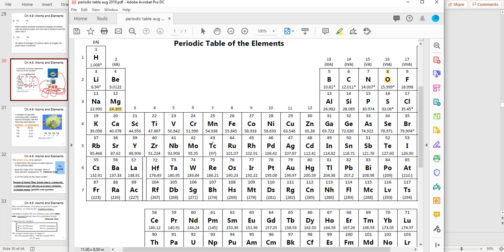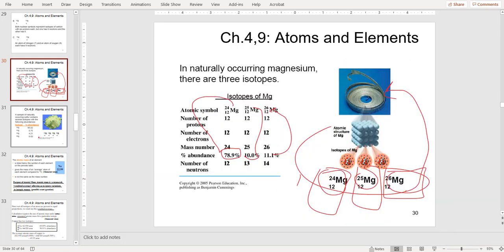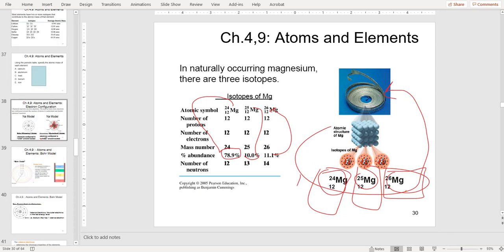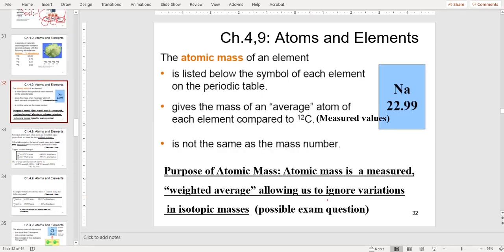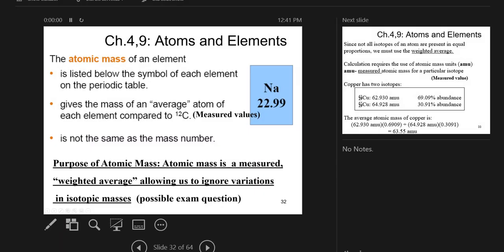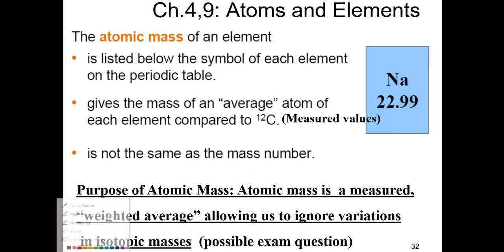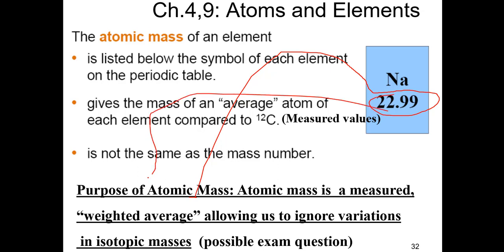So what do you need to do now? First thing I want you to do is memorize this definition. I didn't say it before, so I need to say it right now. This average atomic weight we call an atomic mass. Atomic mass.